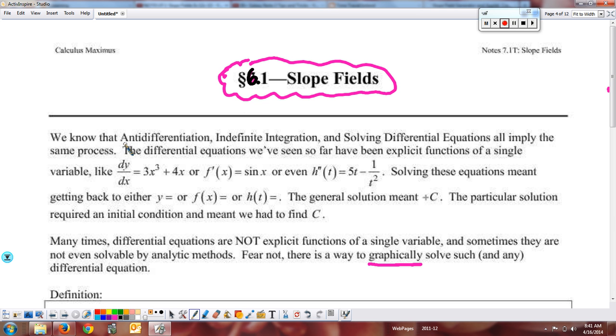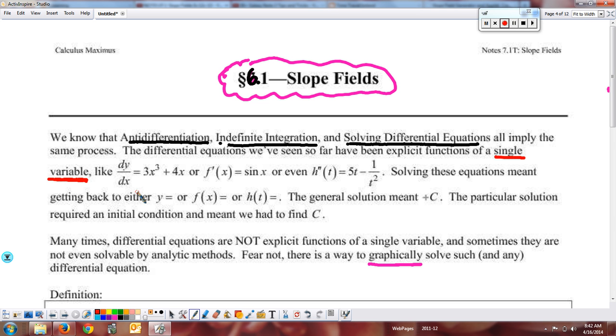One of the things that you want to review for yourselves is that anti-differentiation, me telling you to do an indefinite integral, and solving a differential equation to find a general solution are all pretty much the same process. Up to this point, we've only been looking at differential equations that are functions of a single variable, and that's going to change a little bit in this section. We'll talk about what to do with that.